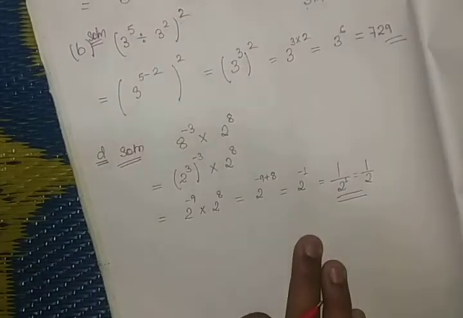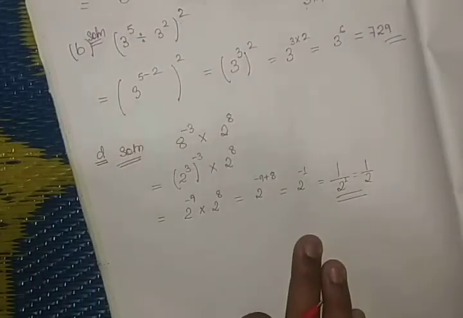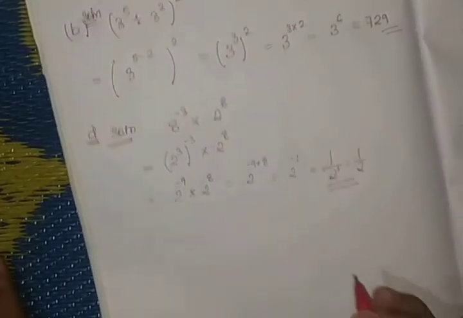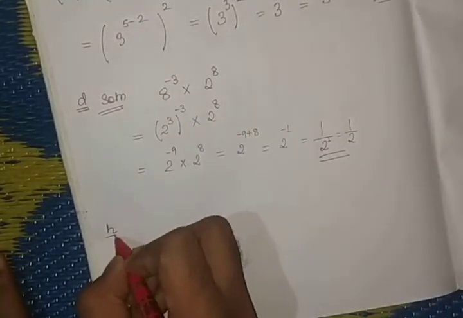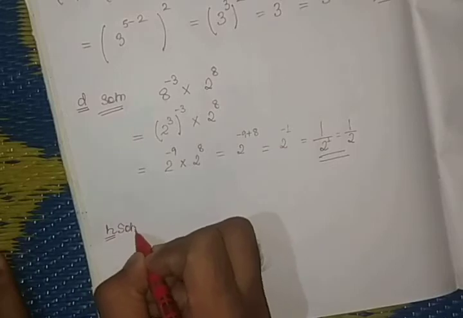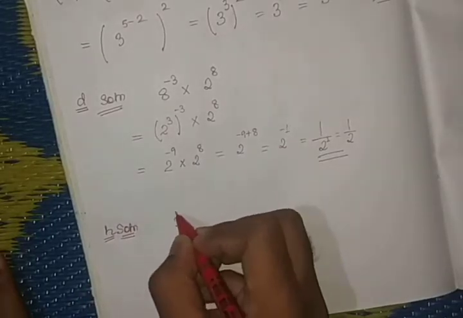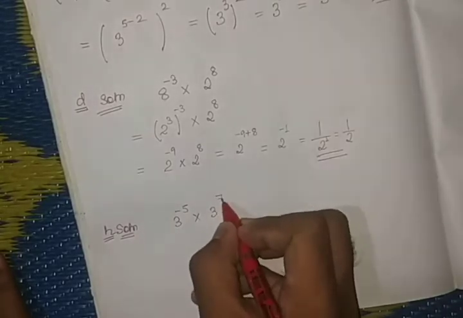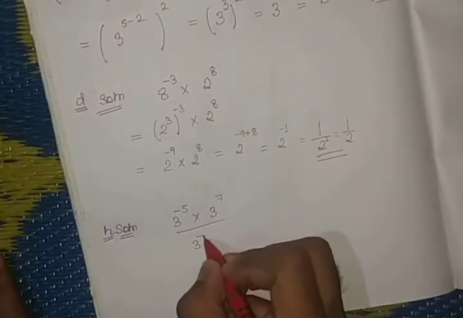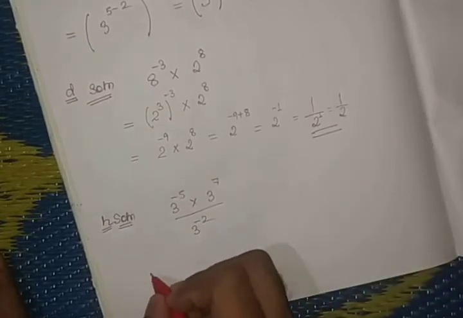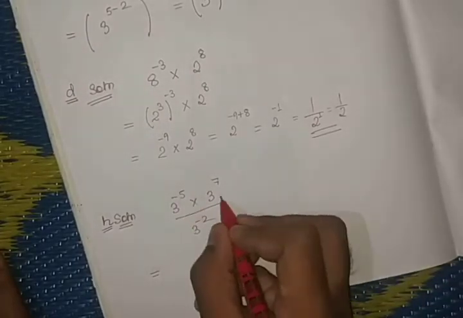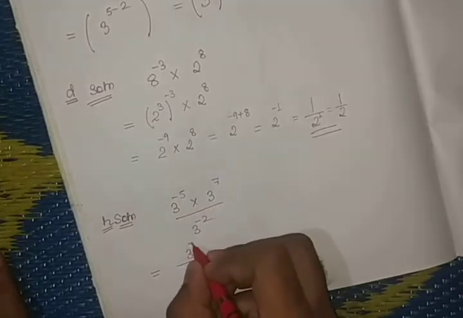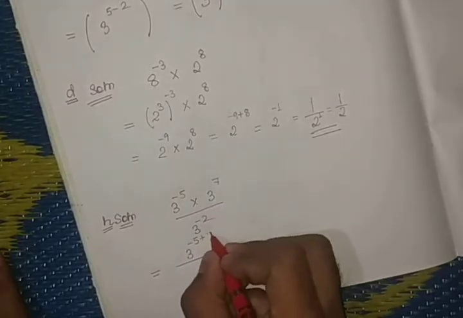And similarly, let us see question number H now. Question number H, it is given that 3 to the power minus 5 into 3 to the power 7 divided by 3 to the power minus 2. Then here, these two bases are same, and they are connected by multiply sign. So we have to add the powers. Then that will be minus 5 plus 7.